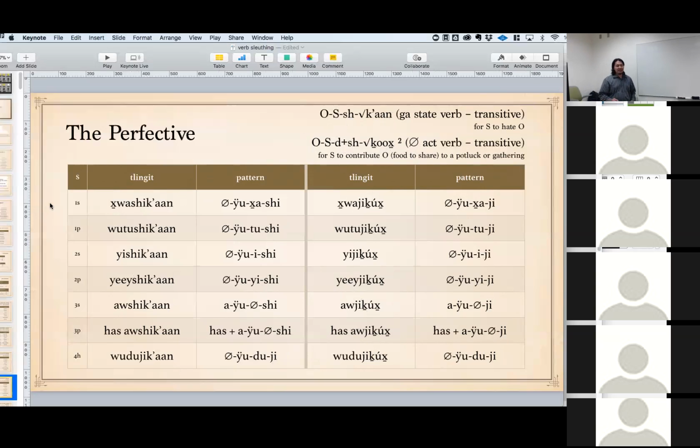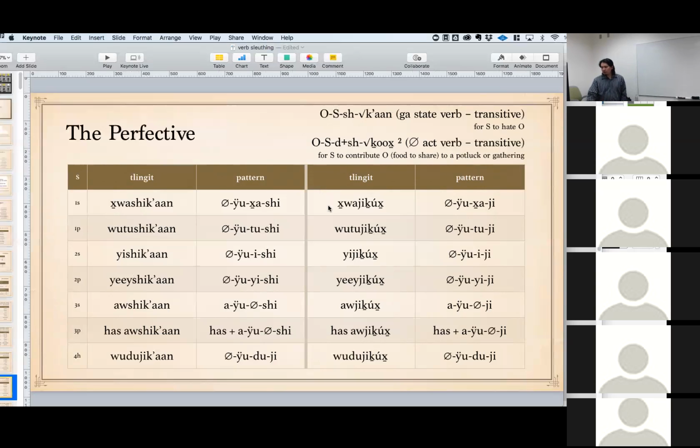So I hated it. Khwashik on. Watushik on. Yishik on. Yishik on. Aushik on. Has aushik on. Wudujik on.